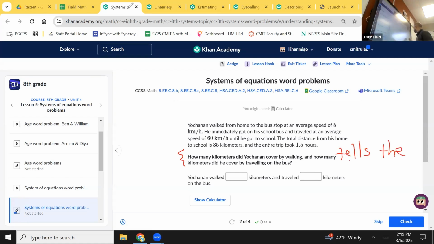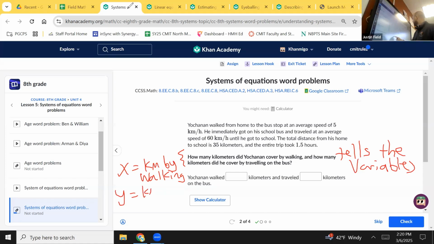Tells the variables. The variables are always going to be what we're looking for. So we are looking for how many kilometers he covered by walking. So we can call x equals km by walking, and y equals km by driving, by bus. So those are the variables.